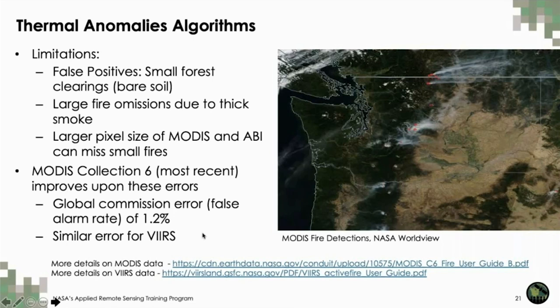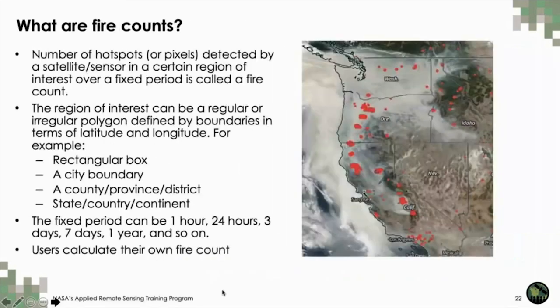And when they did this kind of validation study, they found that the false alarm rate, which is typically called commission error, is about 1.2%. So if you're detecting about 100 fires, there is a chance that out of 100, one or two fires are false alarms. Means they are not really fires, but they're detected. Again, if you want to learn more about the limitations and accuracies and the algorithm itself, these are the two links here for both MODIS and VIIRS. You can go over them to get more details on these two algorithms and data products.